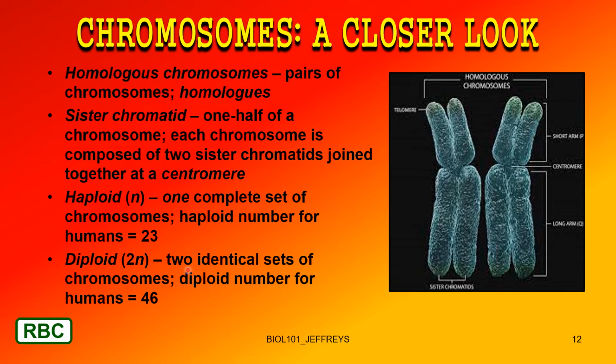So you want to keep those terms, haploid and diploid, and their designations, lowercase n and 2 times lowercase n, you know, kind of keep those compartmentalized in your own head.